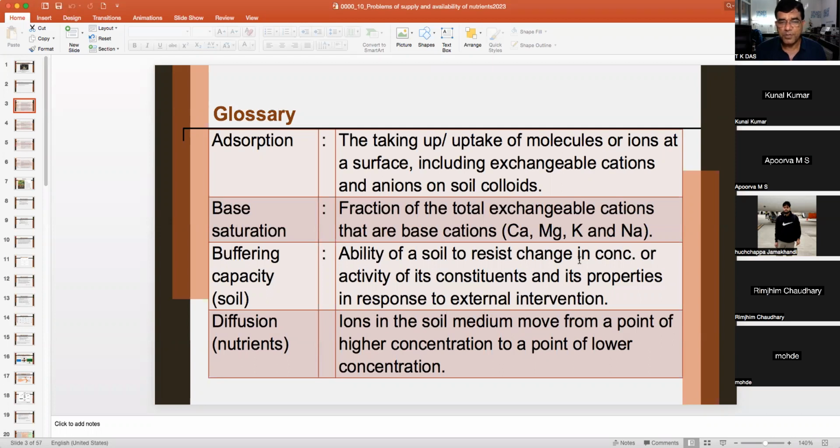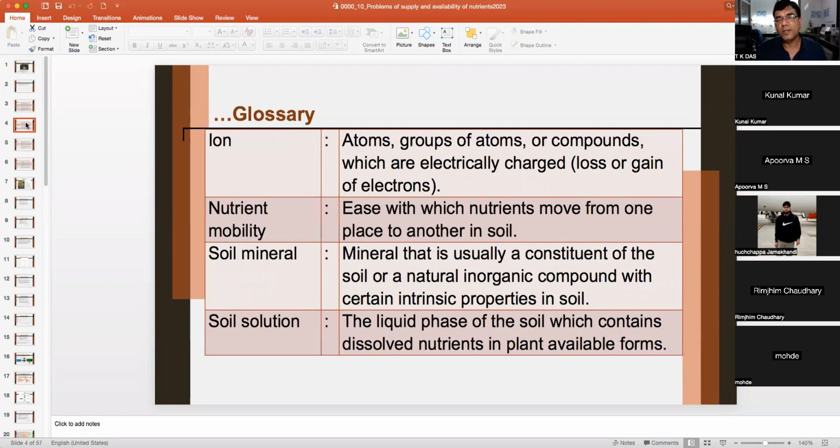Diffusion with respect to nutrients. Ions in the soil medium move from a point of higher concentration to a point of lower concentration. Already discussed diffusion of nutrients. The nutrients diffuse from soil solution to the plant roots, and then within the plant root also you have diffusion through which nutrients are absorbed.